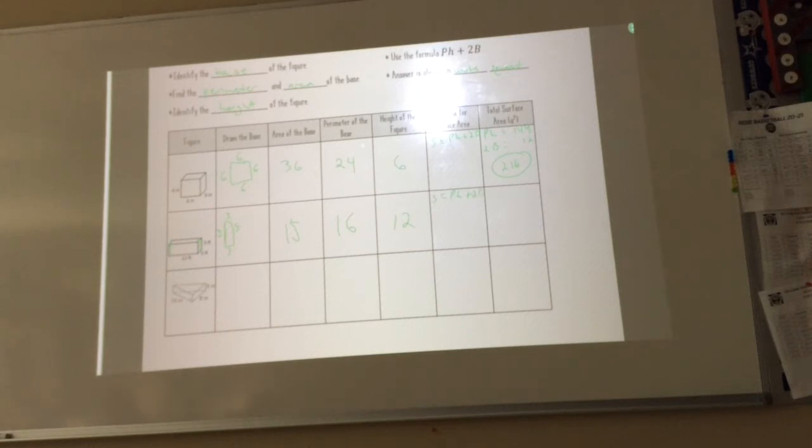Okay, can anybody tell me what the perimeter times the height is? What that answer comes out to be? Perimeter times height? 192. Can anybody tell me what the area times 2 is? 30. And so if I add those together, 222? Are we all okay with that? Is this making sense? Is it clicking a little bit better? Okay.